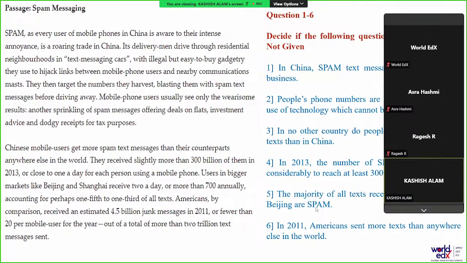If we look at the next question, what are the major keywords? It says Shanghai and Beijing, right? Now, Shanghai and Beijing are the two keywords of the question that can easily be scanned in the passage given.